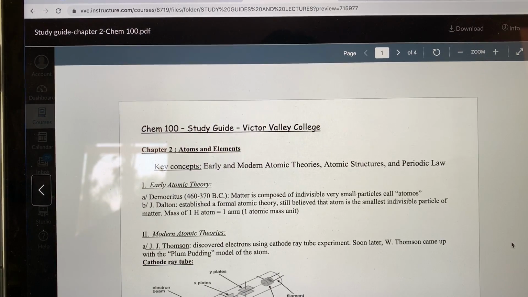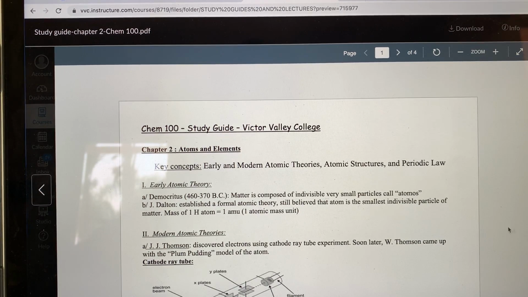Welcome to Introductory Chemistry. In this chapter, we'll be talking about atoms and elements. The key concepts are atoms, atomic particles, subatomic particles, such as mass, protons, neutrons, and later we'll get into electron configuration as well. Okay, those are the key concepts.